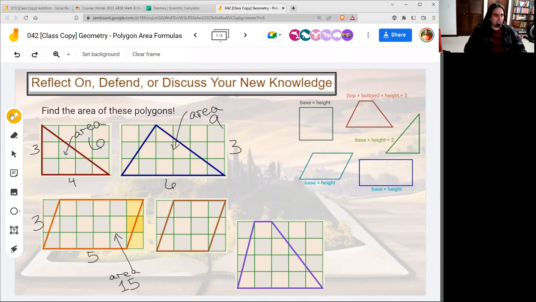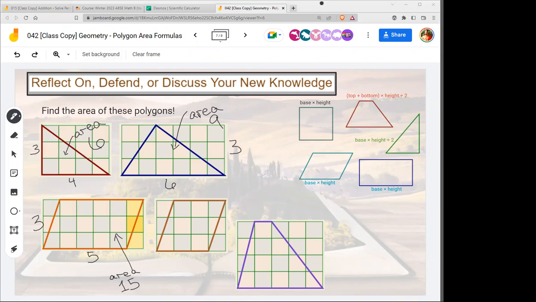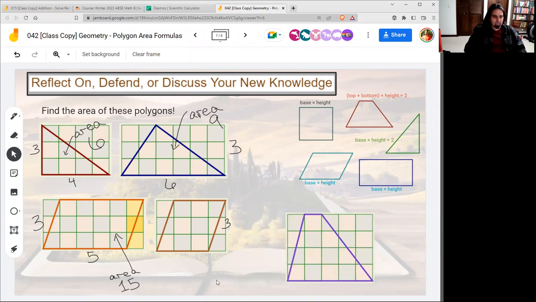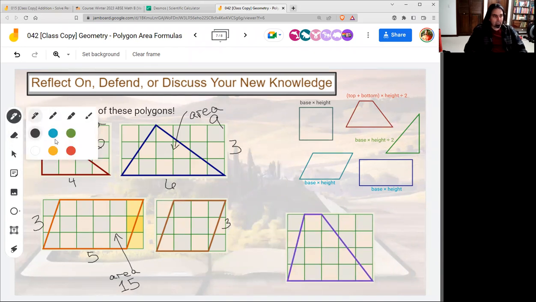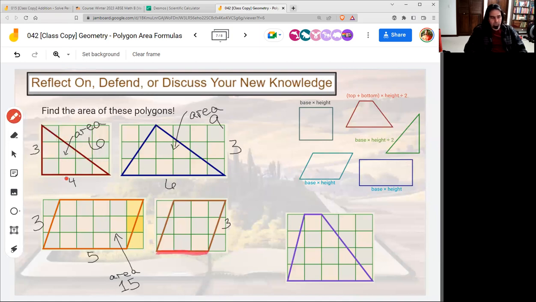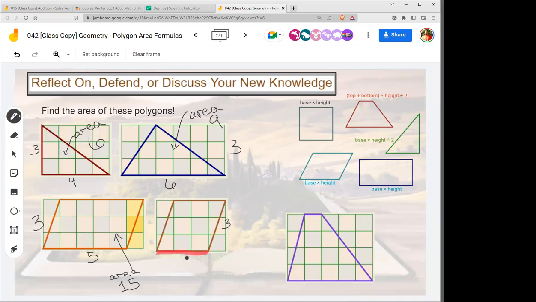Okay, brown one. The height is 3. And the bottom's 4. Almost. Again, the shape doesn't go all the way across the bottom, so just use its own base. Oh, it's 3. Yeah.